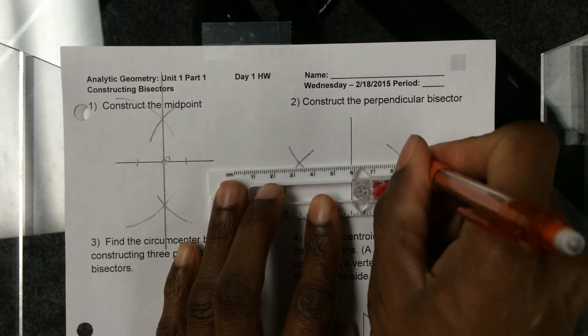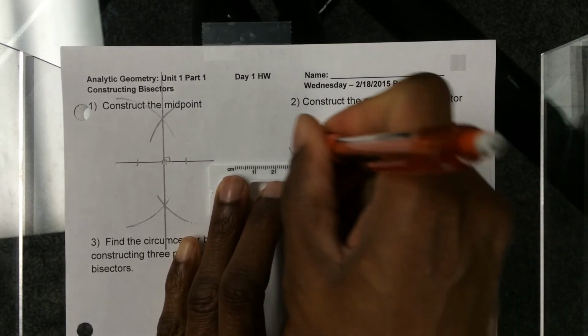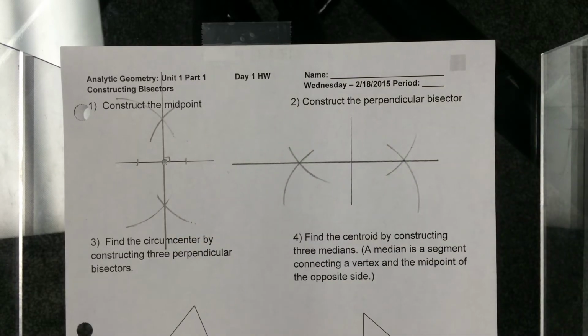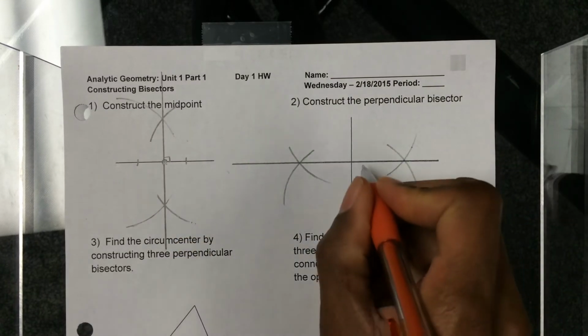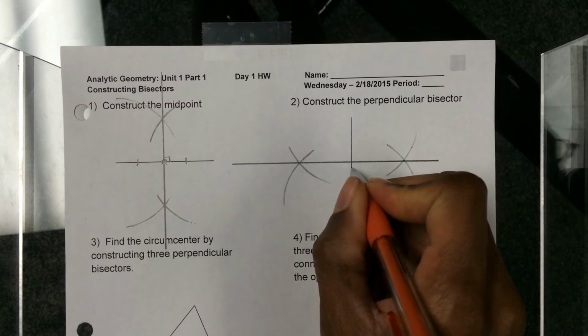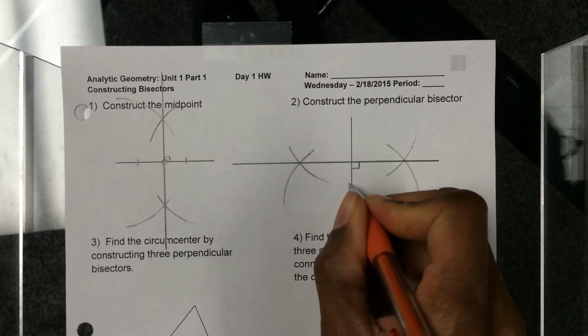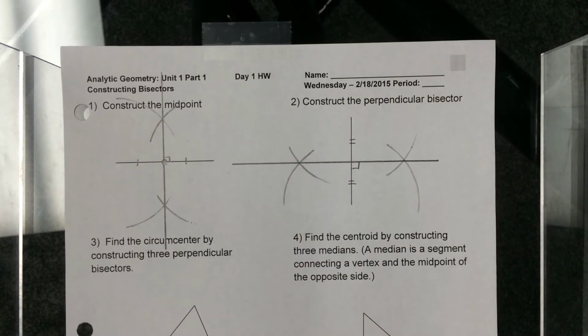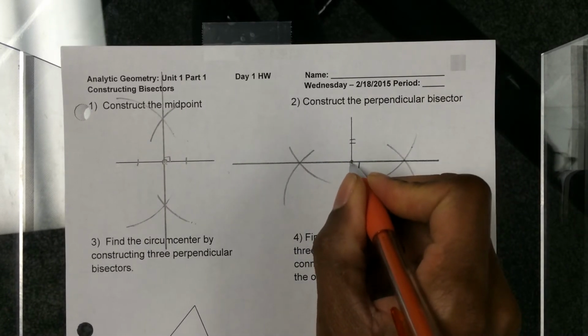Okay, and again, those two intersection points show me where the perpendicular bisector is. So if I draw a line through these two intersection points, that is going to be my perpendicular bisector. So it's going to be perpendicular like here. And these two halves are going to be congruent to each other. And guess what? This will be the midpoint.